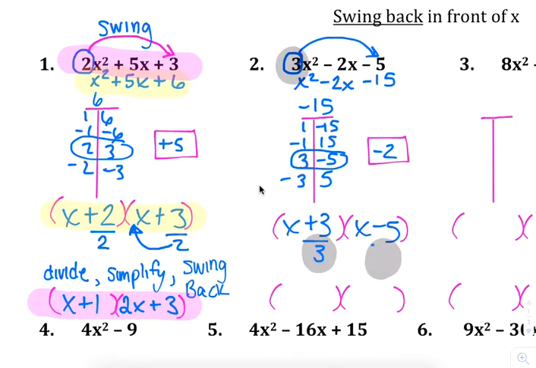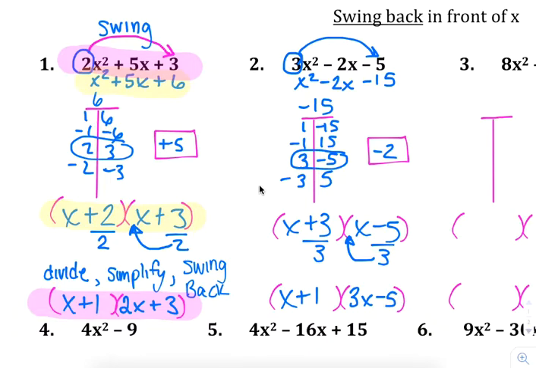Divide by 3, divide by 3, okay? Let me go ahead and get rid of the highlights. There we go. All right, now 3 does divide by 3 right here. I can simplify that, x plus 1. But over here, 5 does not divide by 3. So we're going to take it and kind of push it, swing it back into the front of that parenthesis. So it's going to look like 3x minus 5.